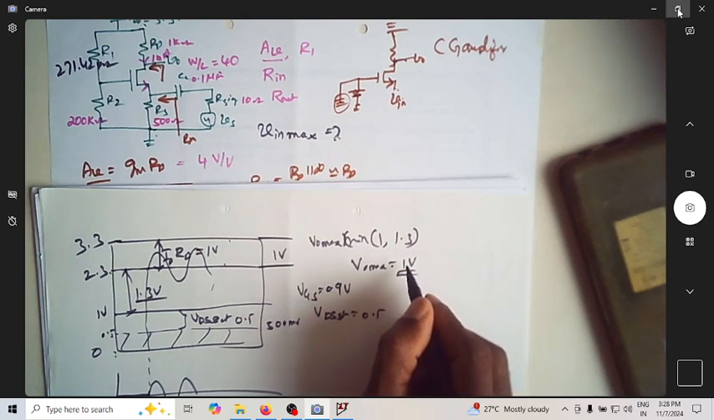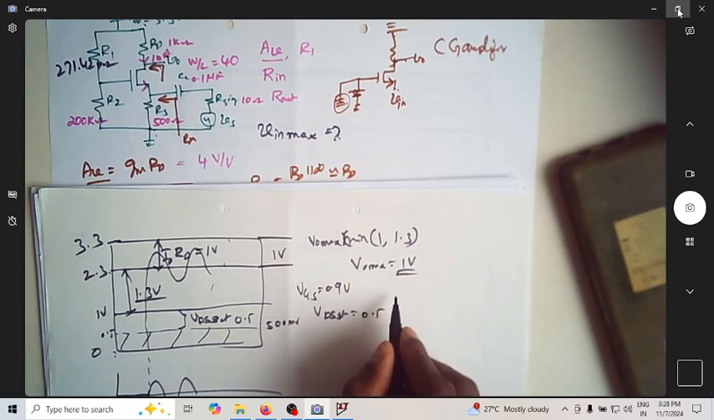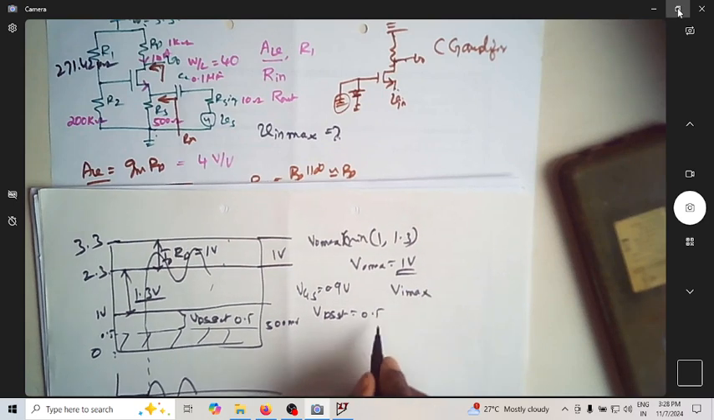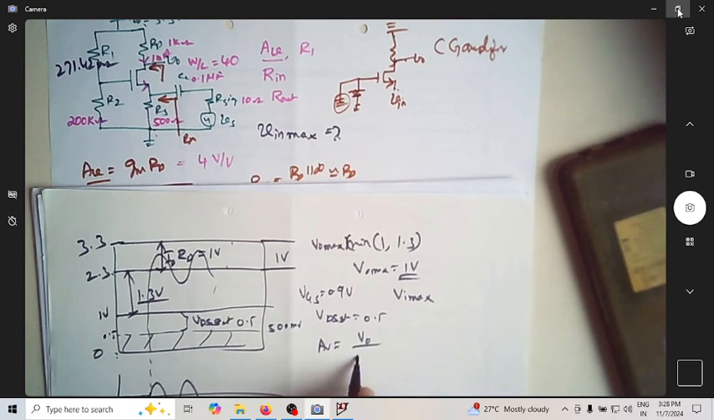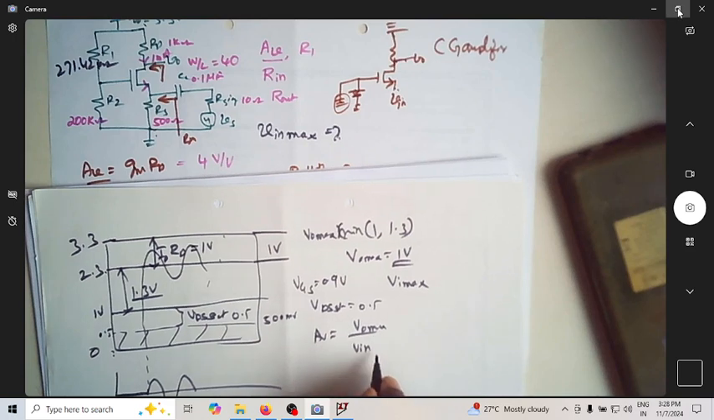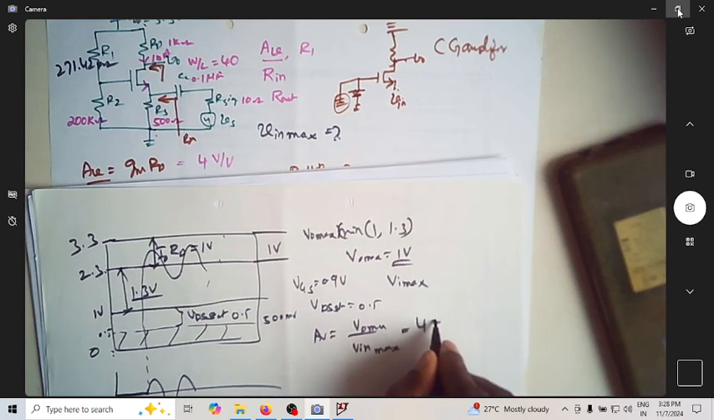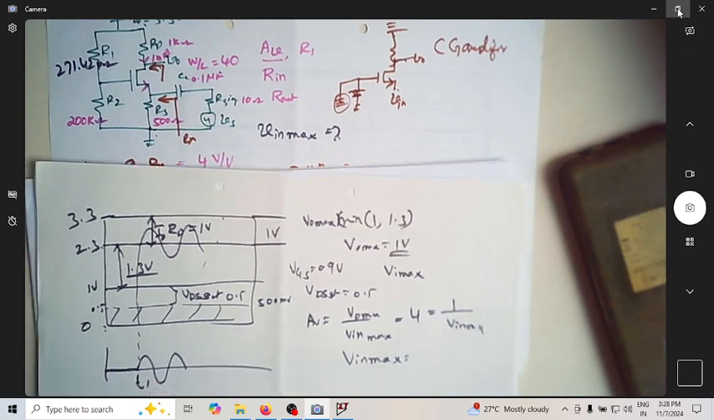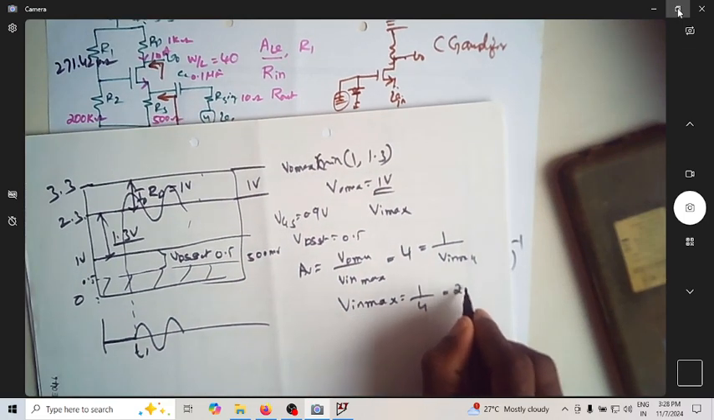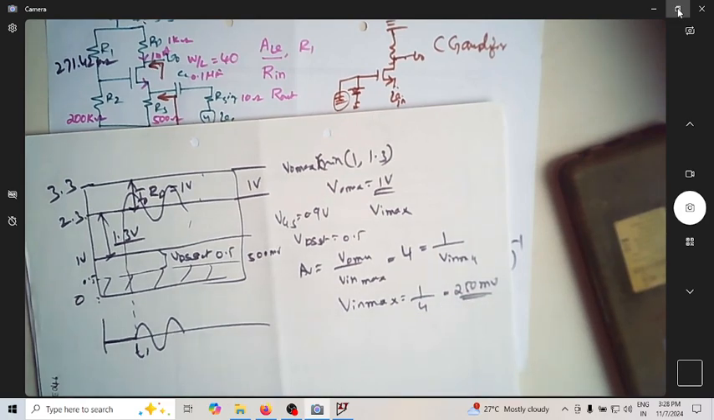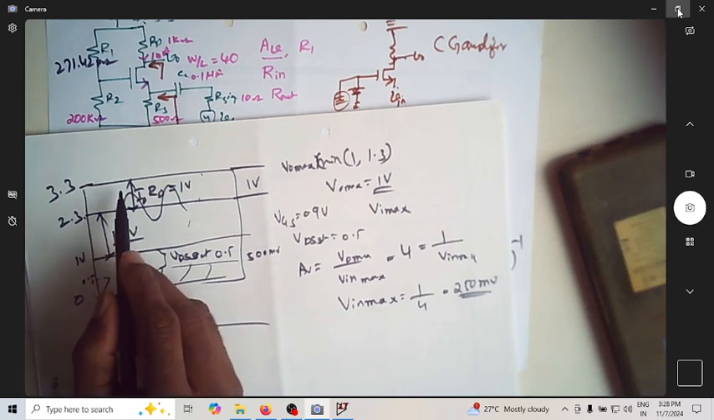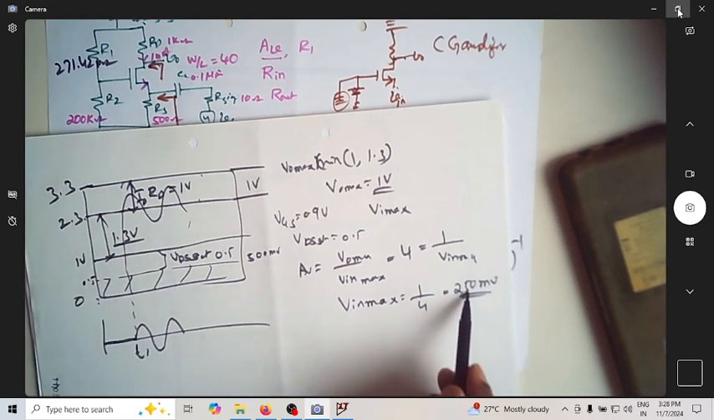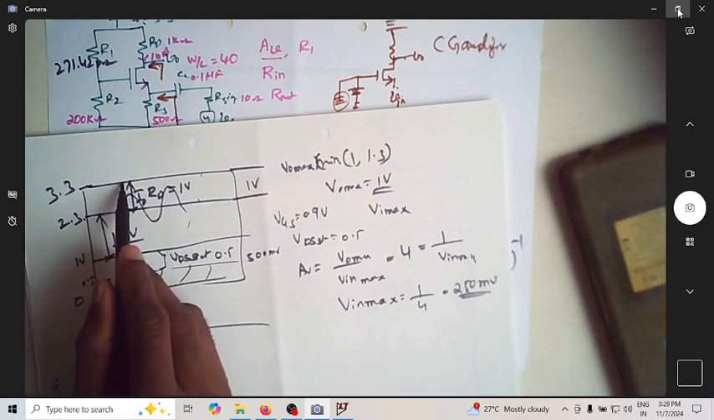If V naught max is 1 volt, then how much is Vi max you can think of? We know that Av is equal to V naught by Vin, I can say max for both, there is no difference, which is equal to 4. V naught max possible is 1 volt, so I can find Vin max. So the Vin max that you can apply so that it's not clipping on the top is 1 by 4, which is 250 millivolt. If you apply any amplitude less than 250 millivolt, it will be below this 3.3 level. If you apply more than 250 millivolt, it is going to clip at the top.